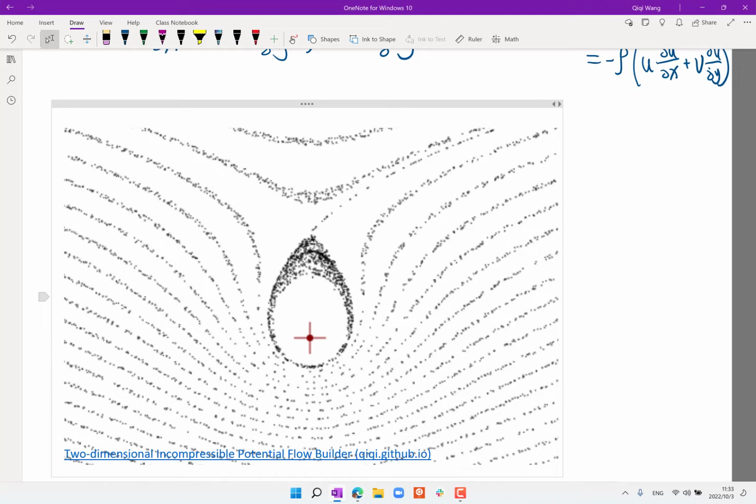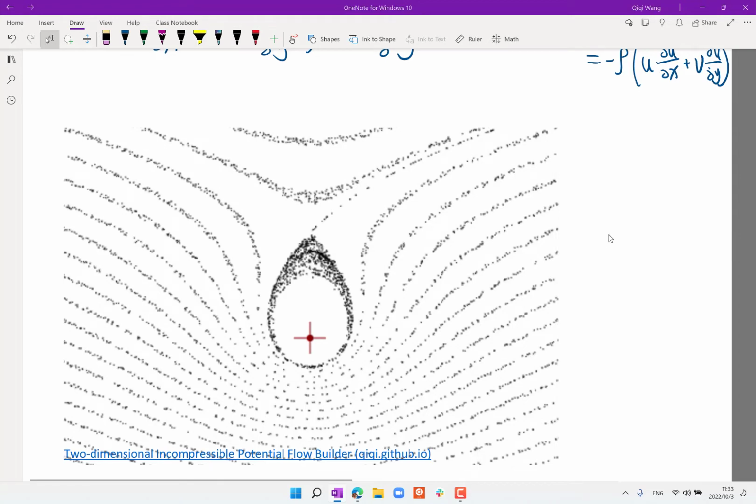So this is a single vortex, right? We can add more stuff. We can add two vortices, and the free stream plus a vortex plus another vortex would still be a perfectly valid flow field, right? So that's why I have this website that you can go to.